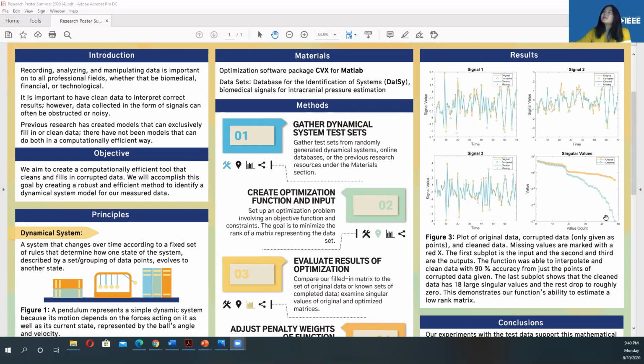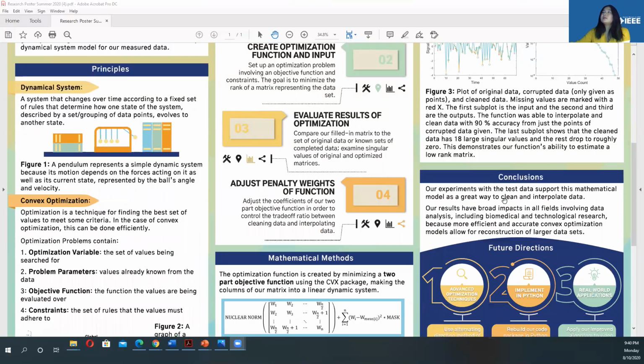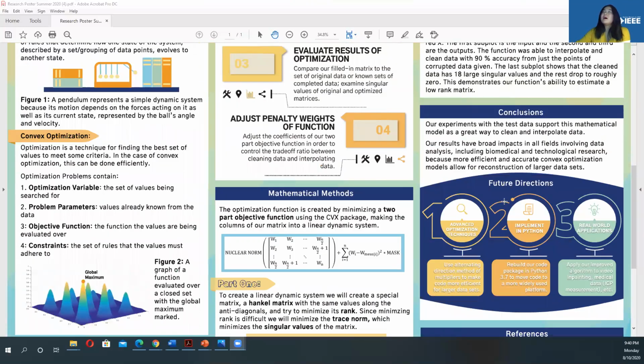This fourth graph that looks different from the other ones is a graph of the singular values. This also represents how successful our function is. The more values that are closer to 0, the better the minimization. We can see that the values drop really, really quickly, all the way down to 10 to the negative 6 right here. So overall, our experiment with the test data supports our mathematical model as a really good way to clean and interpret data.